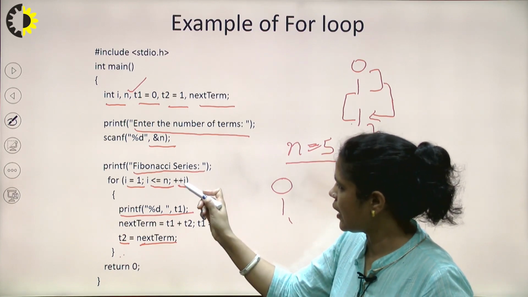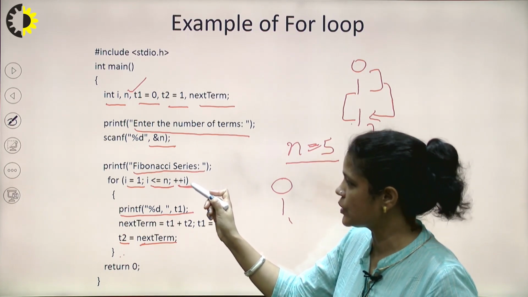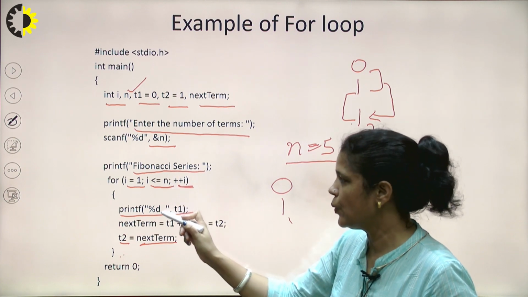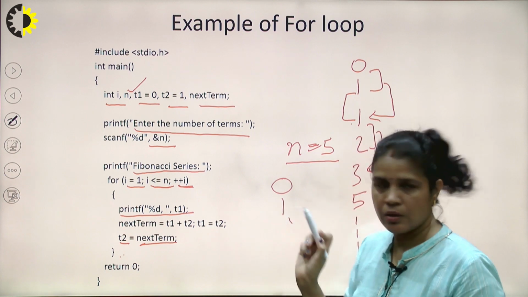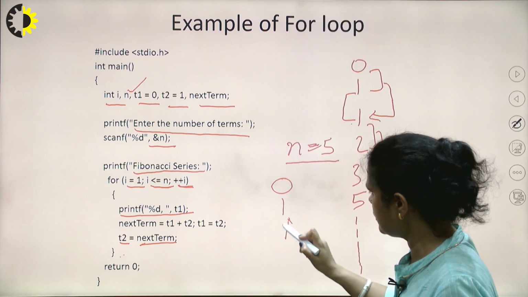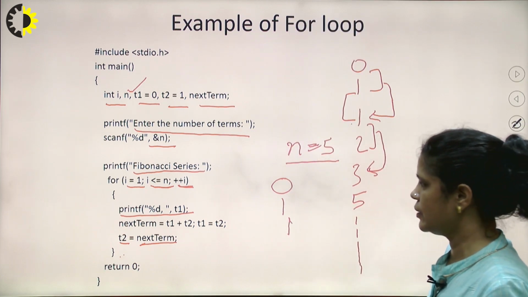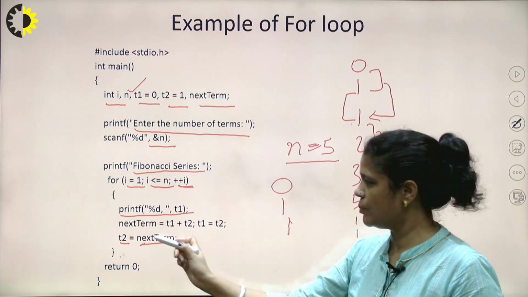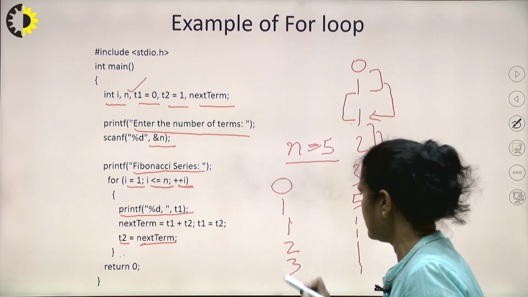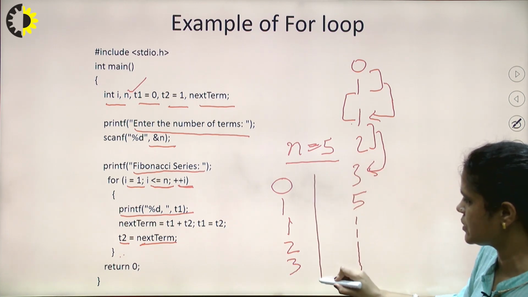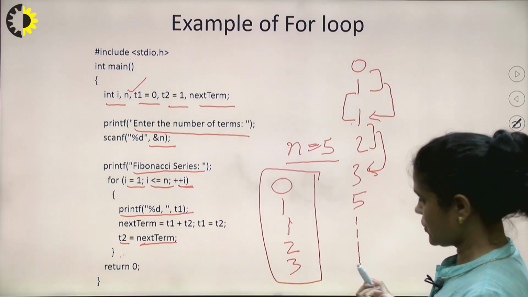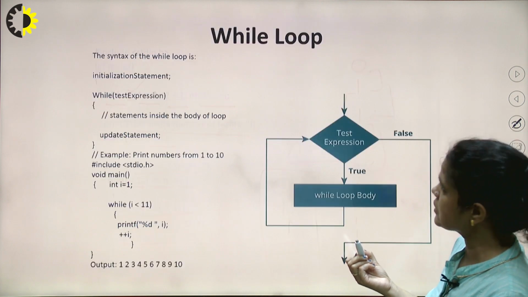Next, when I is equal to 3, it means the third term. The condition is true, and then T1 is printed. What is in T1 now? 1. So this will be printed, and then all the terms will be updated. In this way, we can print 2, 3, till 5 terms on the screen. So this is the output for the Fibonacci series we get from this program.